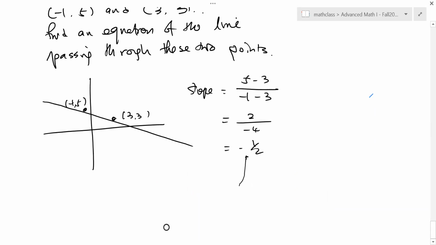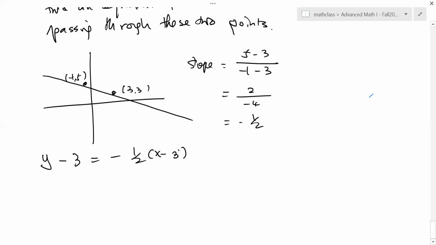All right, anyone have a... so the slope is -1/2, right? So for the equation, you just choose any one known point. y minus 3 equals the slope times x minus 3, right? You can use that point, and after you finish it, you get the same answer.